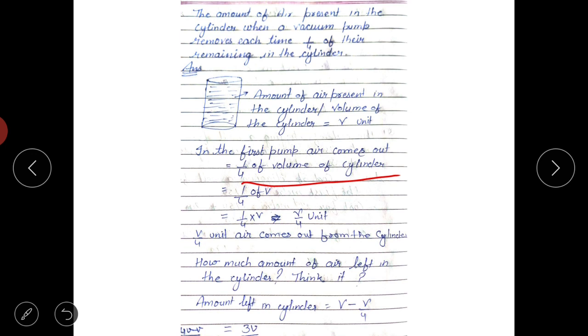What air comes out? 1/4 of the volume of the cylinder. The 1/4 of volume V, so we write 1/4 into V, it means V by 4 unit of air comes out in the first pump. Now find out the air that remains in the cylinder. How much air is left in the cylinder? Can you give me an idea?